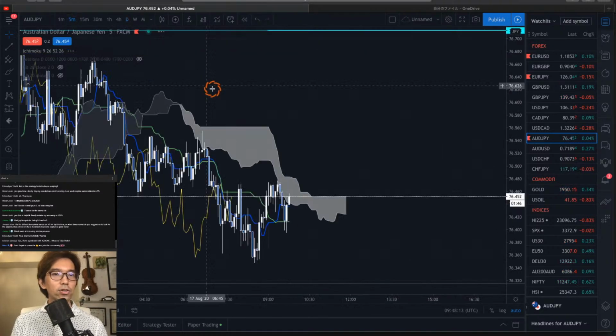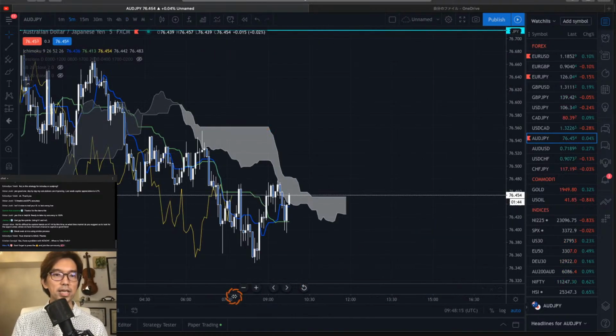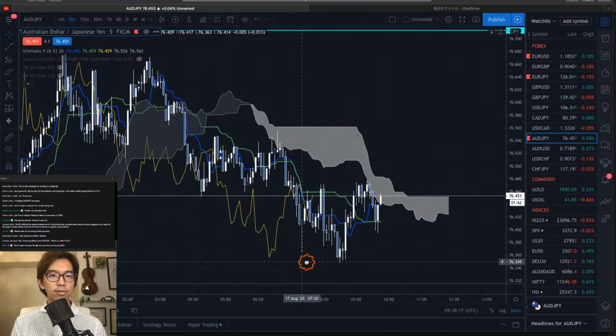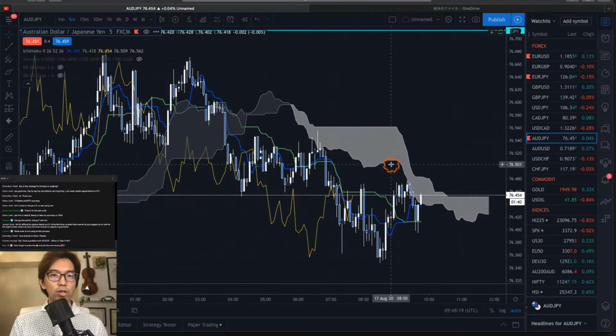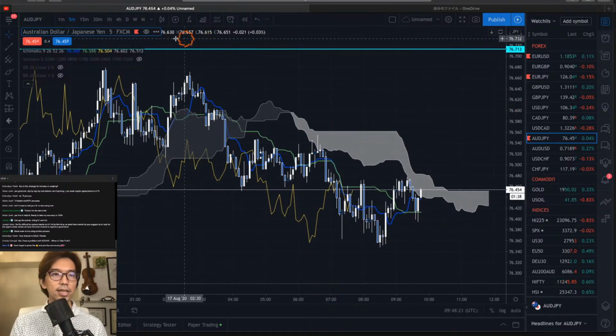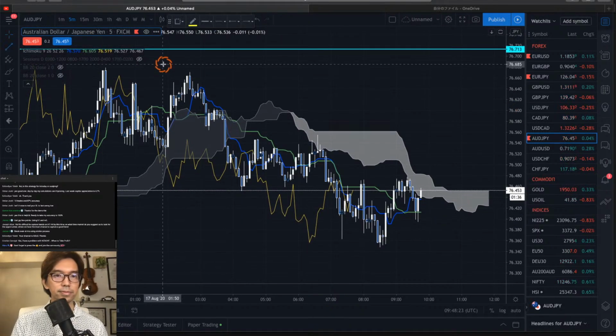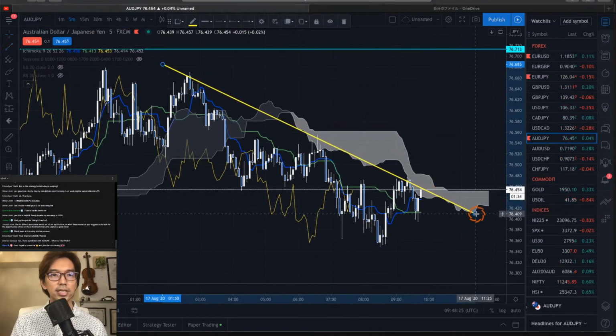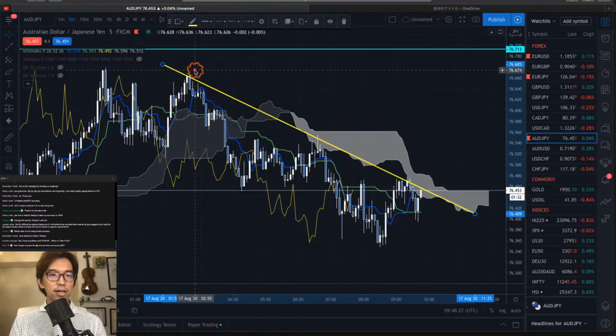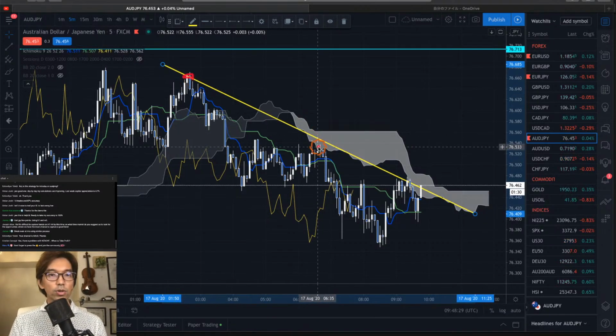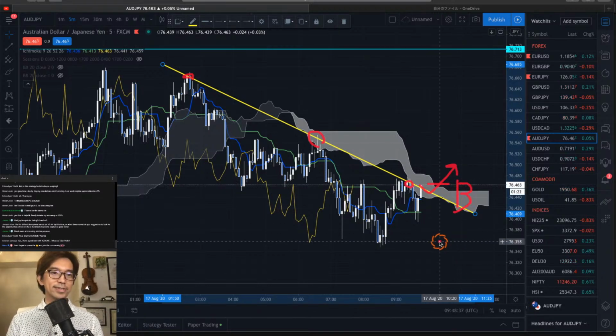For example, you might look at the 5-minute chart and you might see a counter trend line, right? You might draw a line like this because it's been resisted 3 times. So it's a decent downtrend, right? And once it breaks out, you might take a buy.